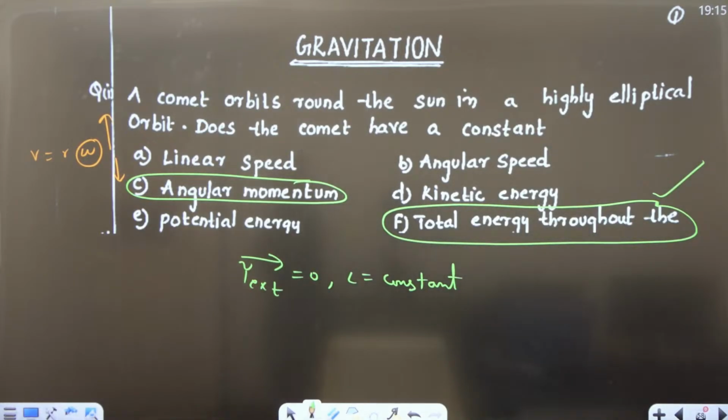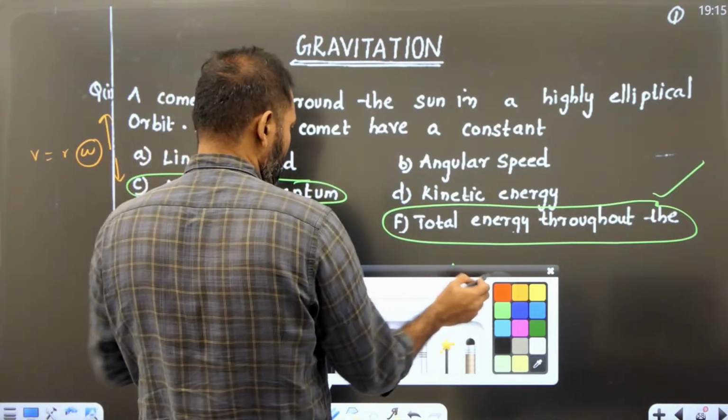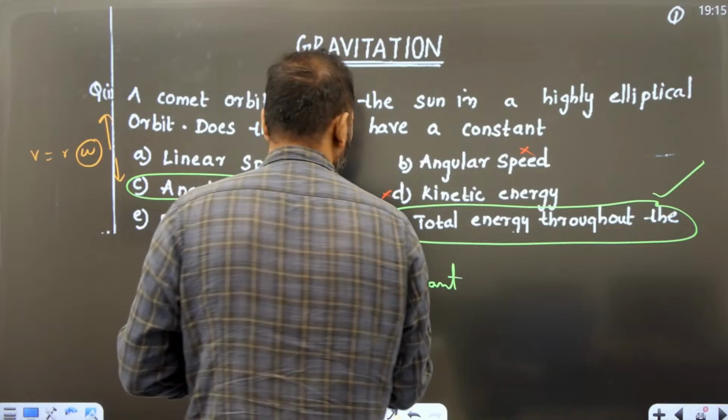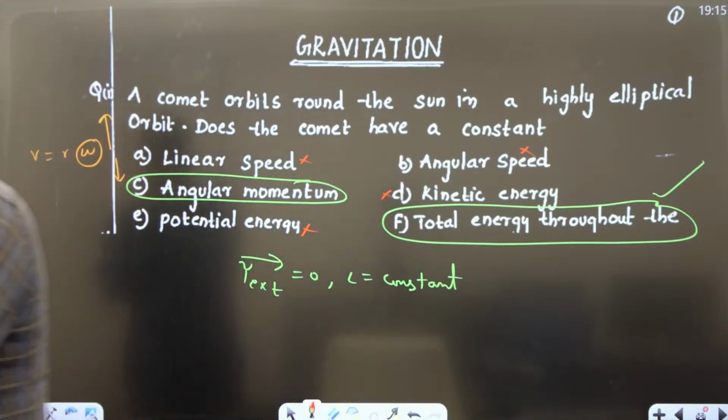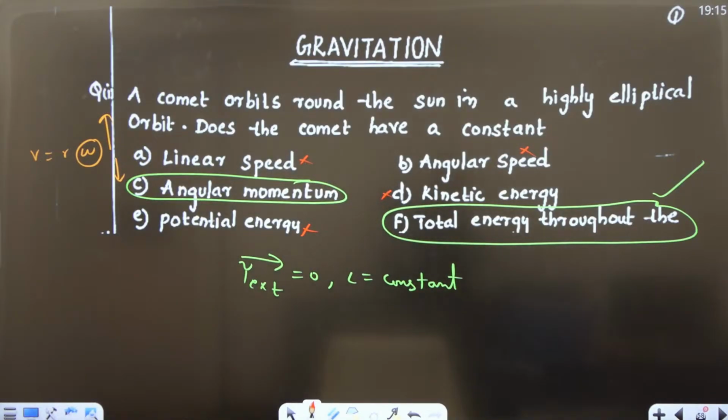Any doubt? Linear speed will change, angular speed will change, kinetic energy will change, potential energy will change. But who will be constant? These all are wrong answers. Who will be constant? Total energy and angular momentum will be constant. Why is angular momentum constant? Because external torque is 0, angular momentum will be a constant.